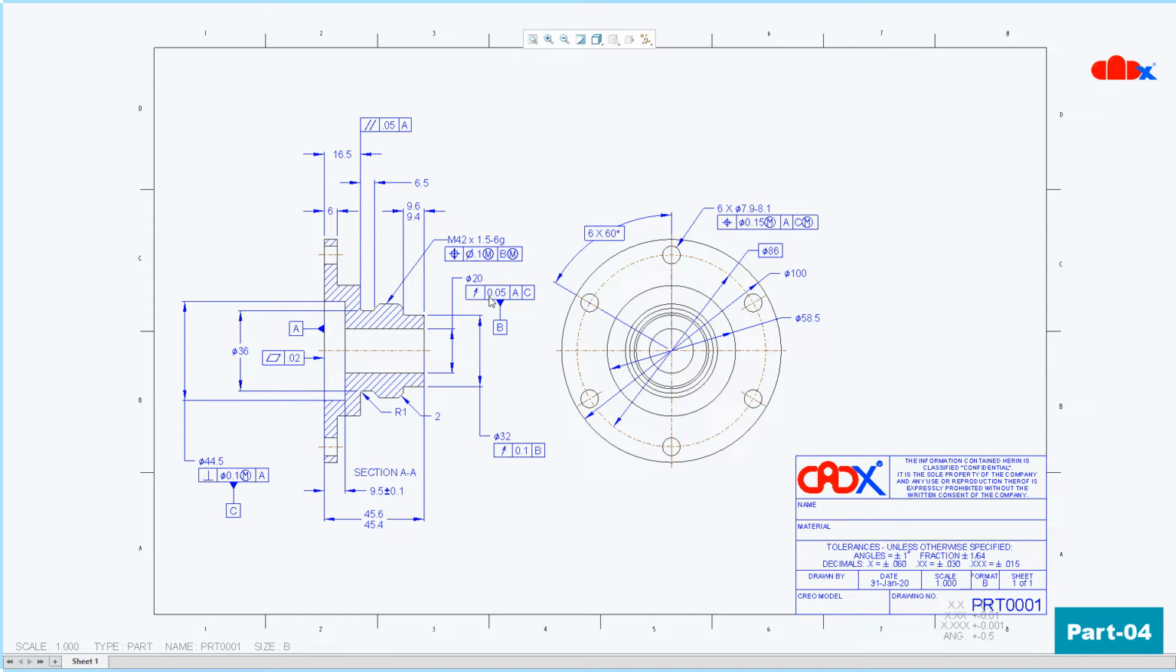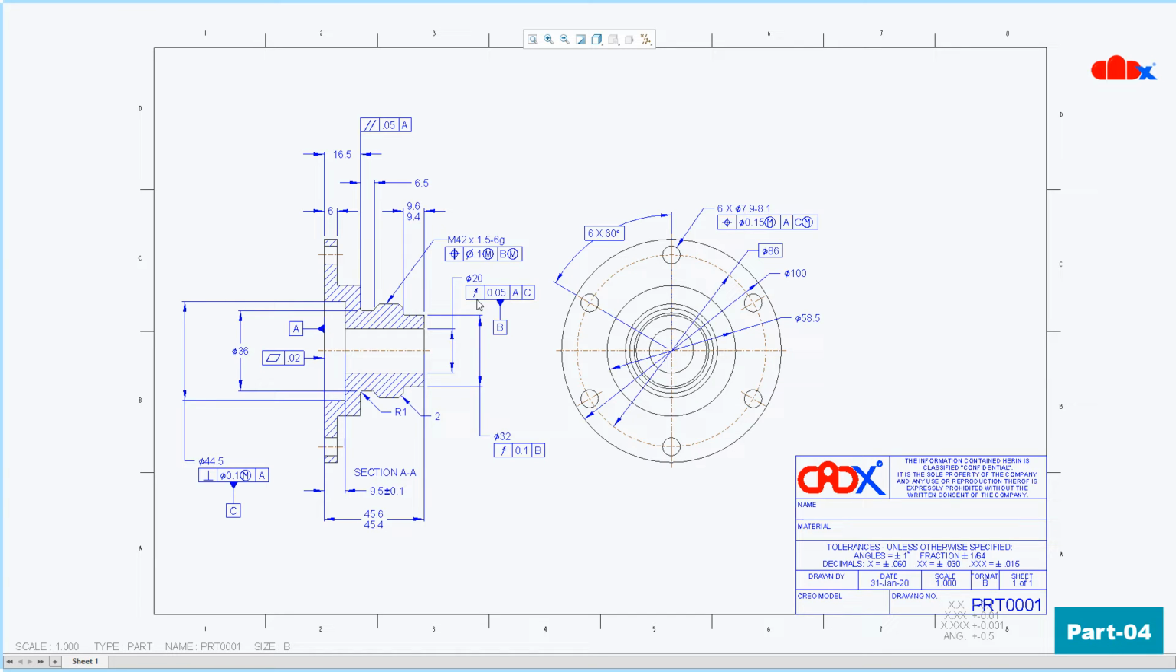Now the next symbol is this symbol, which is again referenced with datum A and datum C. So now this is run out. Now again this symbol is attached with this dimension. That means this symbol is talking about the center axis of this feature. So it is telling that the run out should be within this range with reference of datum A and datum C. Now what is run out?